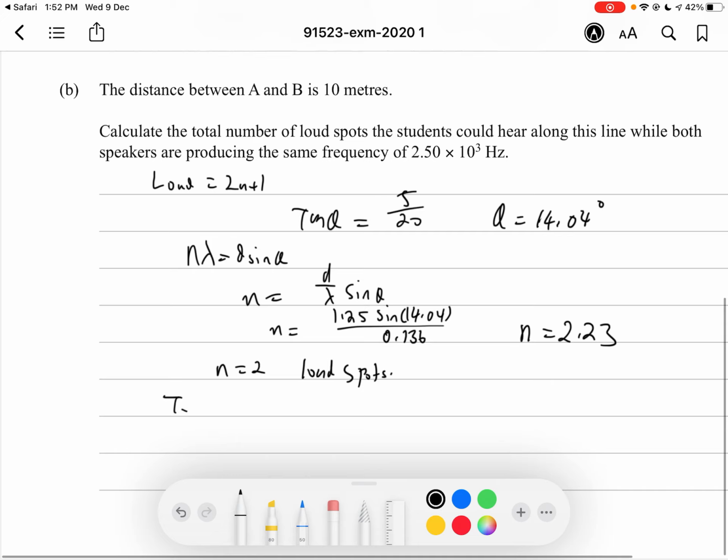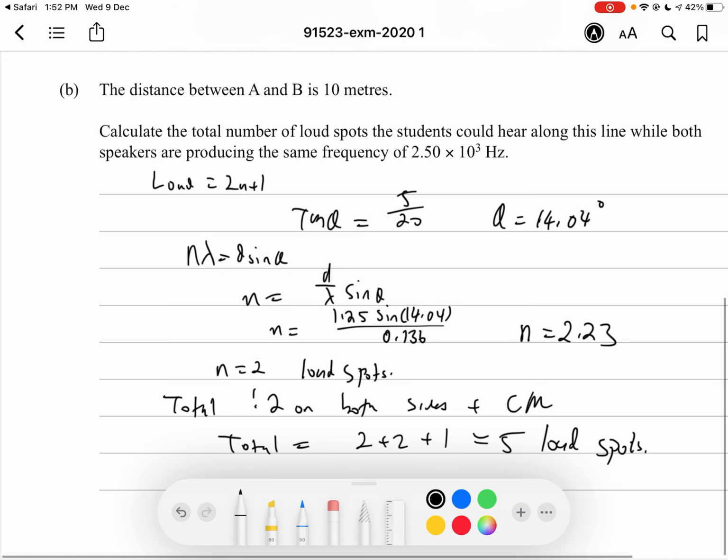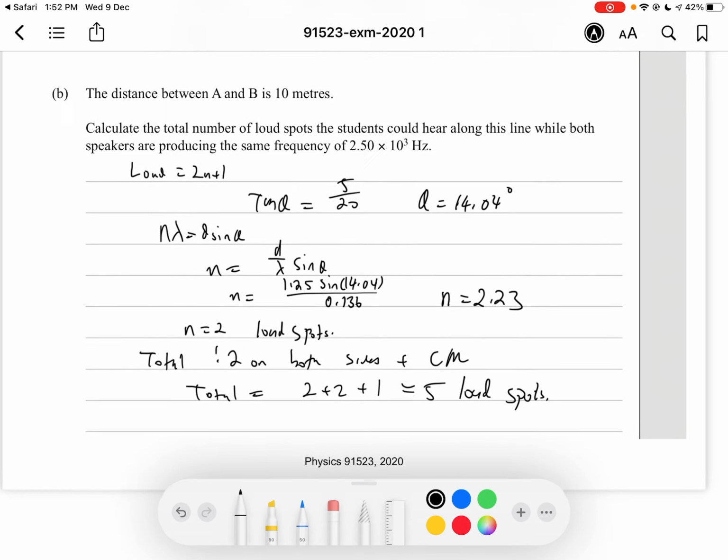So therefore, the total equals 2 on both sides, plus the central maxima. So that's 2 plus 2 plus 1, which equals 5 loud spots there. Alright, and that's our final answer for this question.